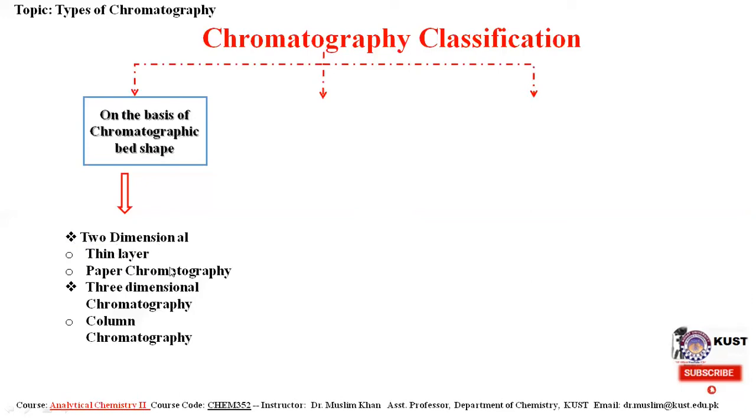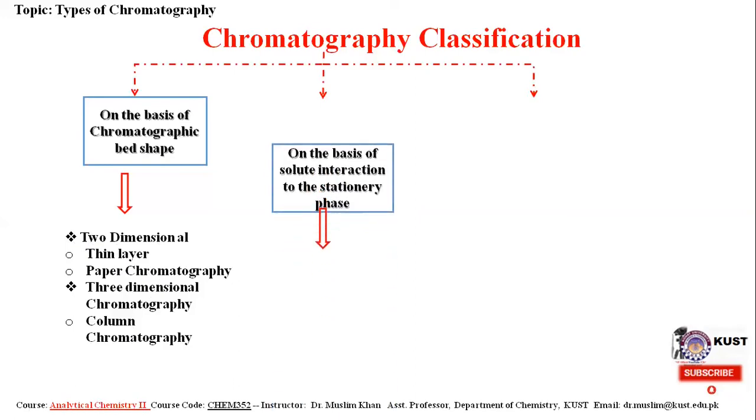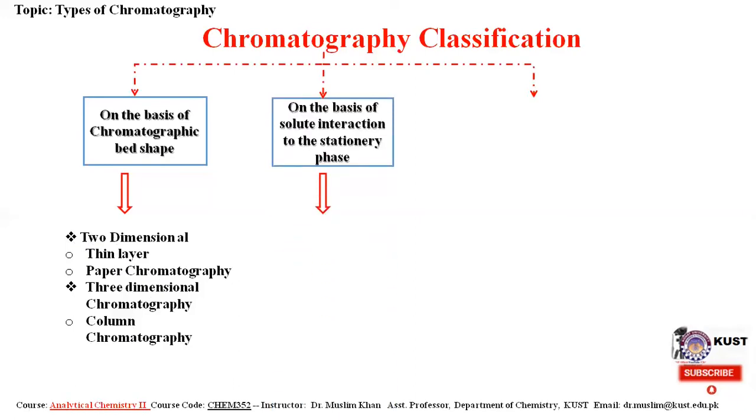The next one is three-dimensional chromatography, also known as column chromatography. We will discuss column chromatography in today's lecture as well as in future lectures. The next mode of classification is on the basis of solute interaction with the stationary phase.